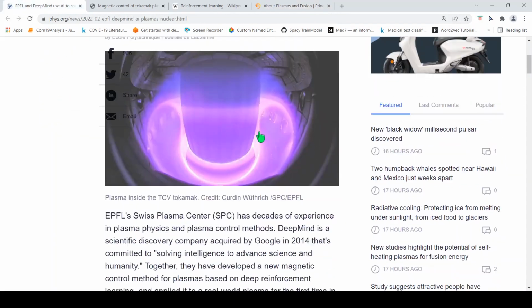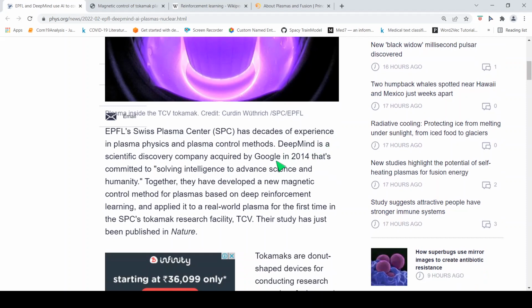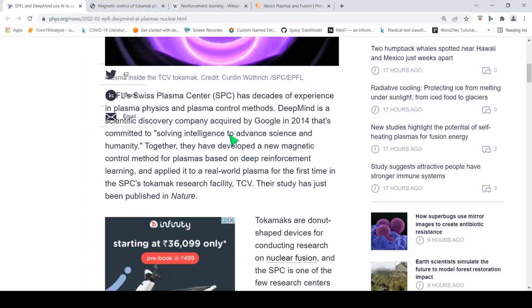Okay. So what they are saying over here is that EPFL's Swiss Plasma Center has decades of experience in plasma physics and plasma control methods. DeepMind is a subsidiary of Alphabet or Google. Now together DeepMind and EPFL have developed a new magnetic control method for plasmas based on deep reinforcement learning, and they have applied it to a real world plasma for the first time in SPC's tokamak research facility.